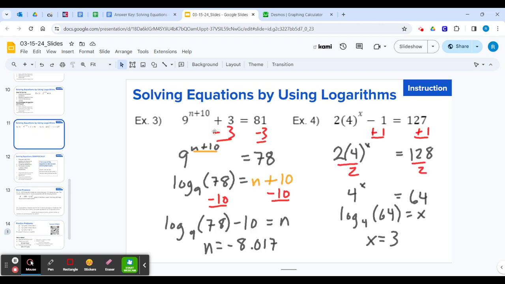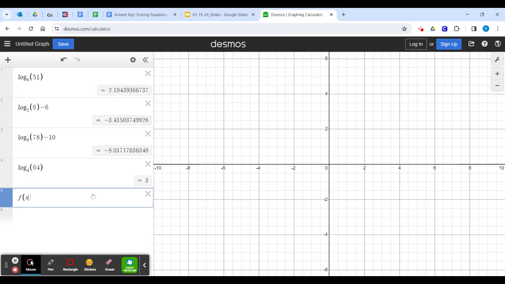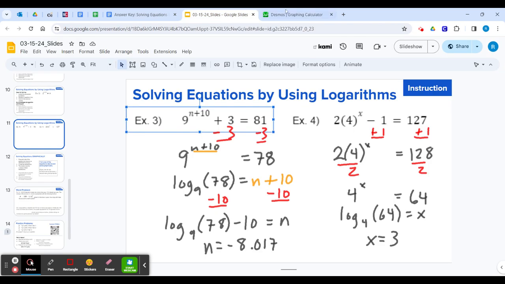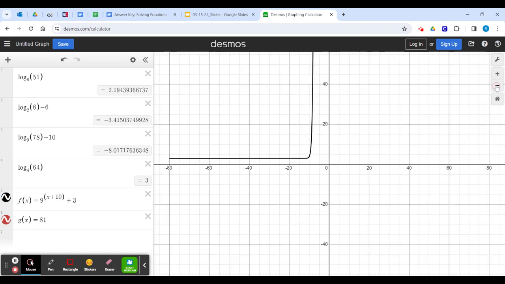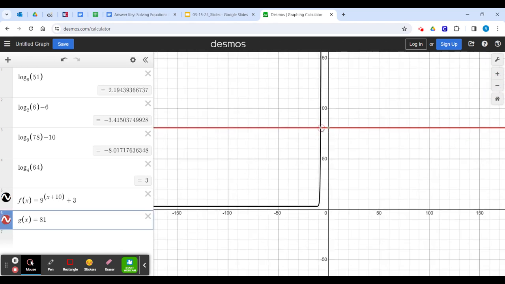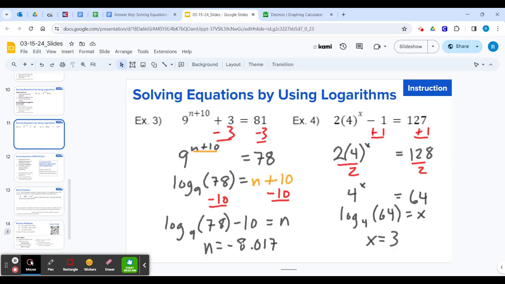So if I go back to example 3 here, I take this 9 to the n plus 10, plus 3, and plug it in as one function, f of x equals 9 to the x plus 10, because that's our input there, plus 3. Then I go in here as well and set my second function, g of x equal to 81. If I zoom out and find that intersection there, boom, we have one. I can click on it, negative 8.017, and that does indeed match what we got as our answer down here, negative 8.017.